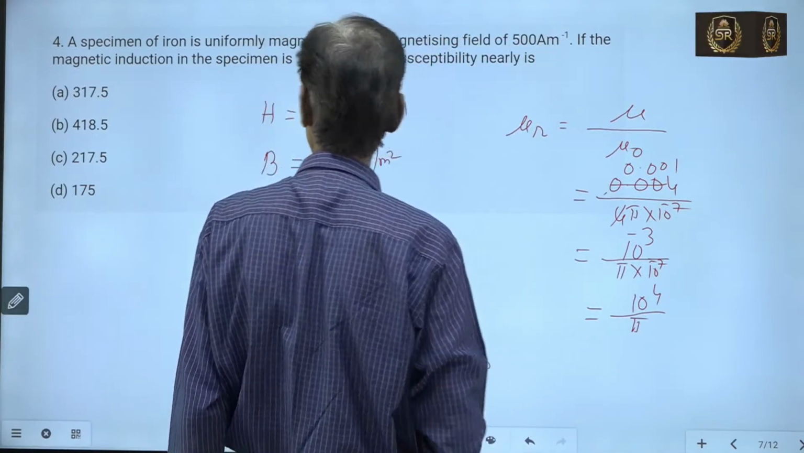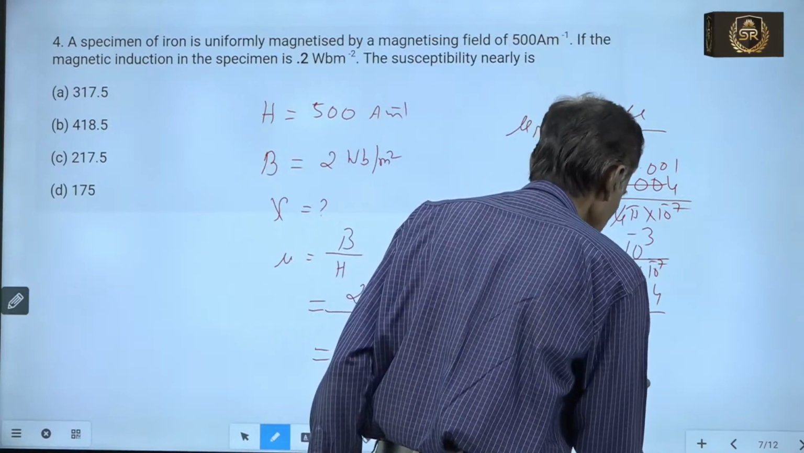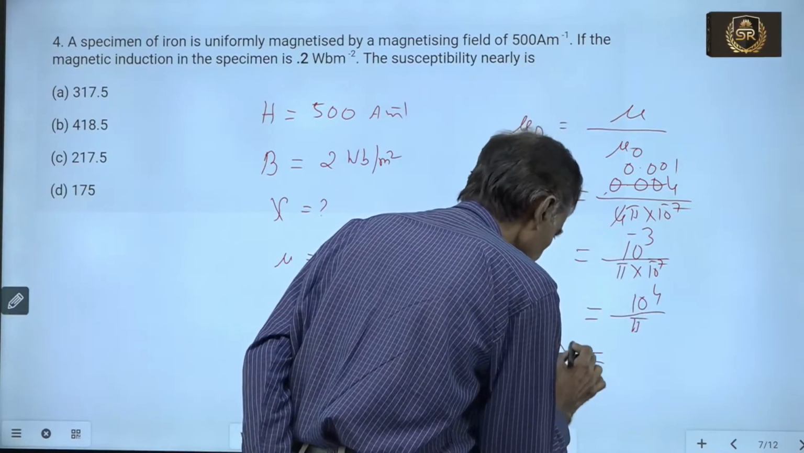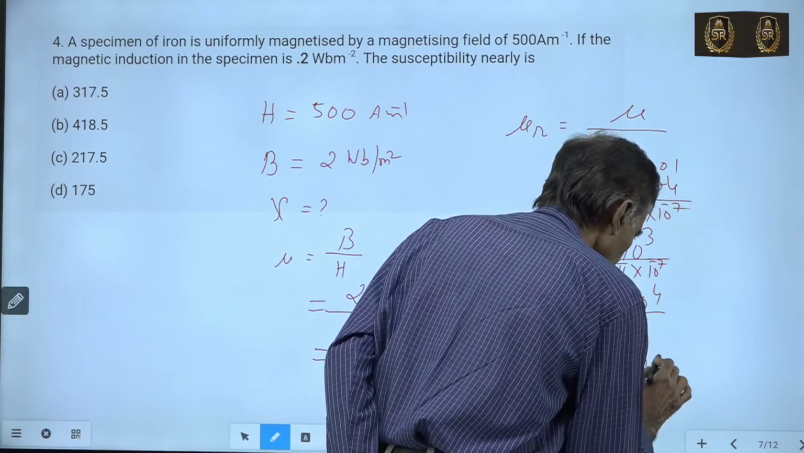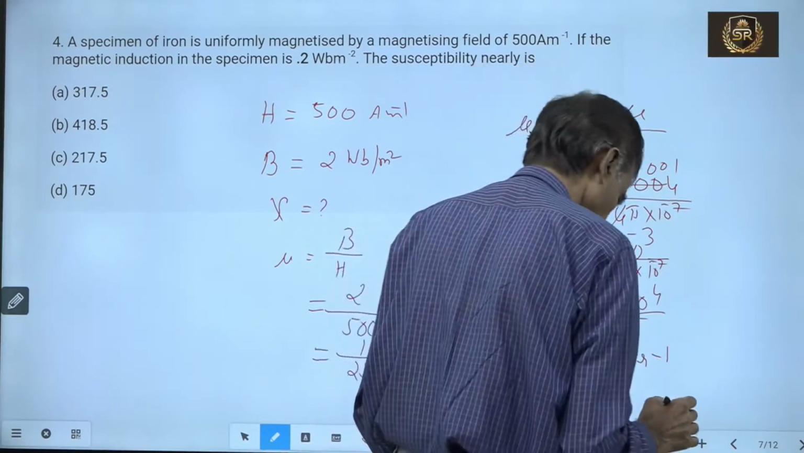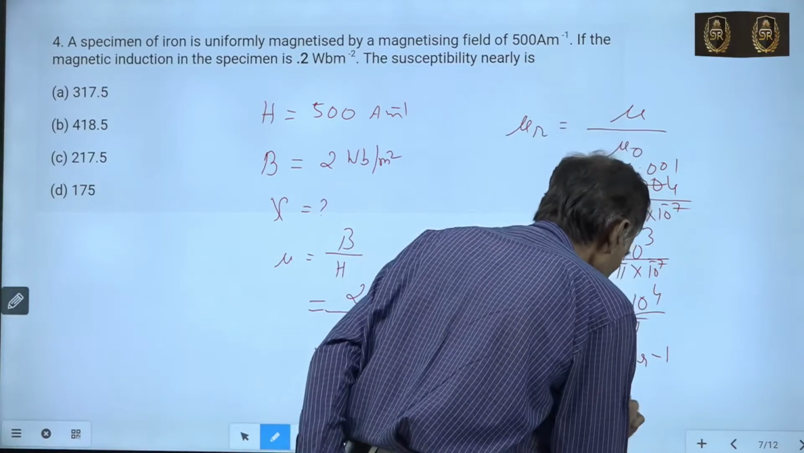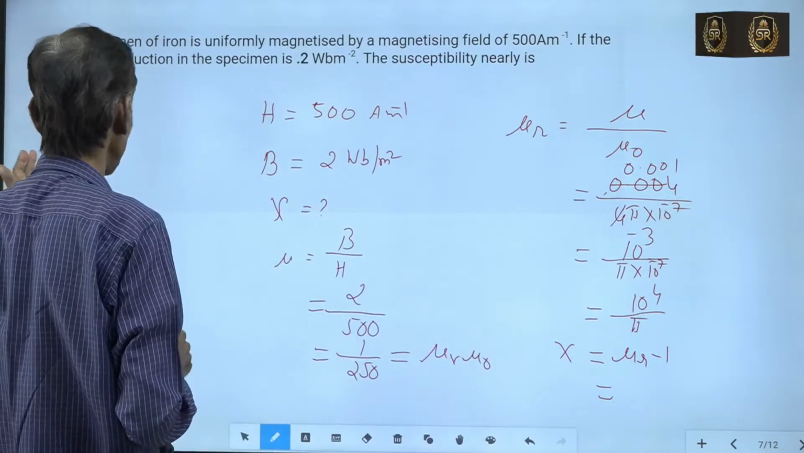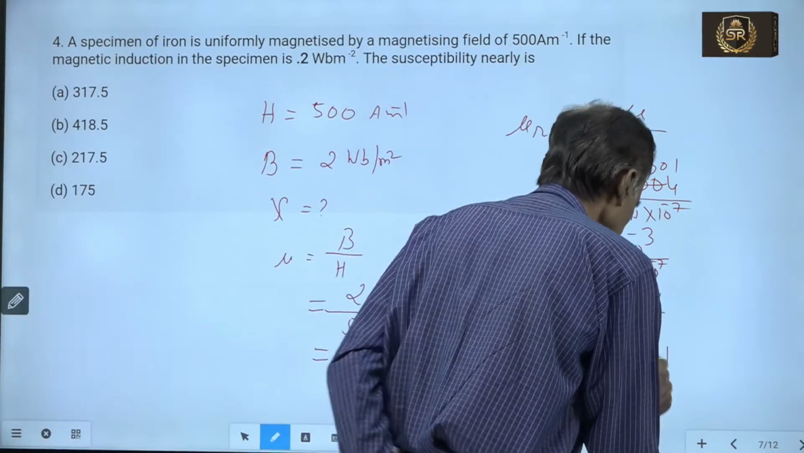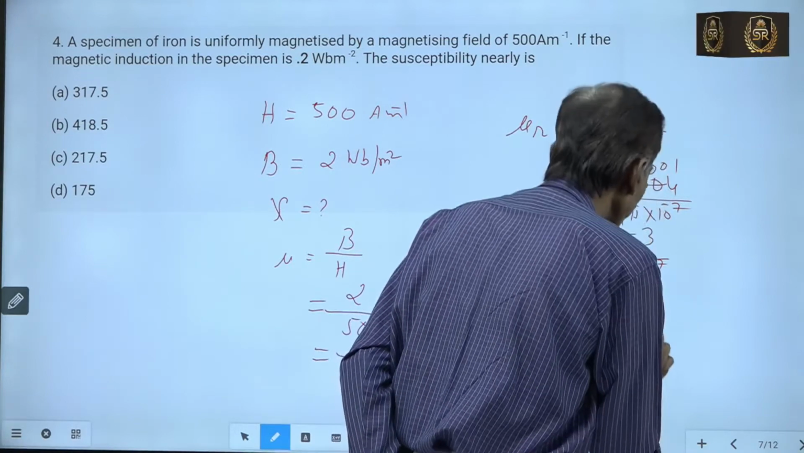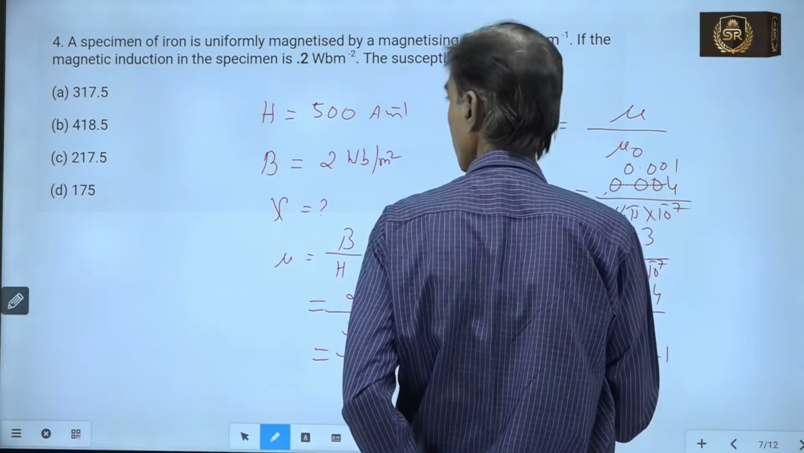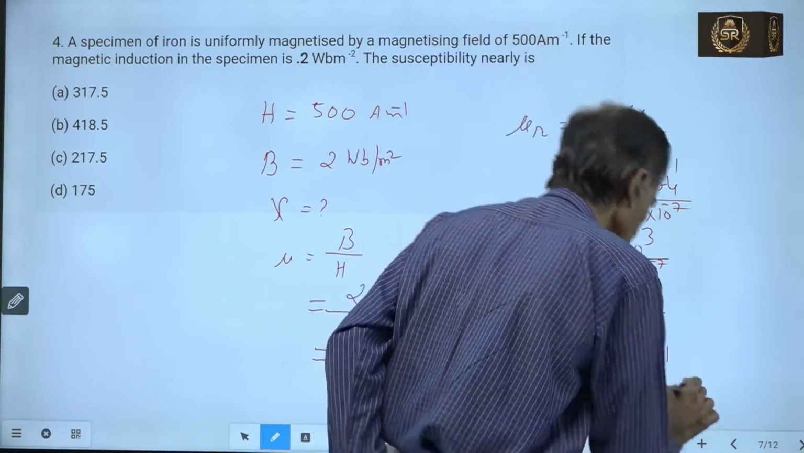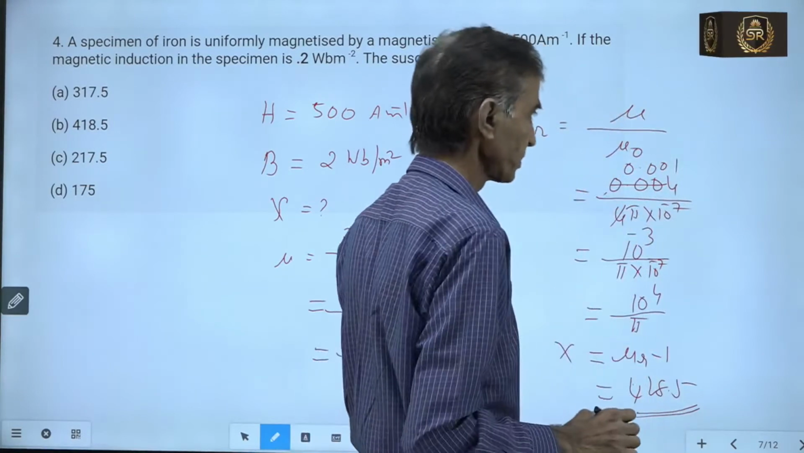So, that will be how much now? Approximately, pi you can write as 3, no? Approximately 3, so minus 1. J is how much now? J equal to mu r minus 1, right. So, that is equal to how much? Approximately we can select here, see the answers. Now when you divide by 3, we will get approximately 418.5. So, that is our answer for this, right.